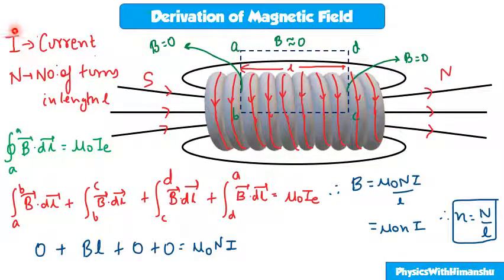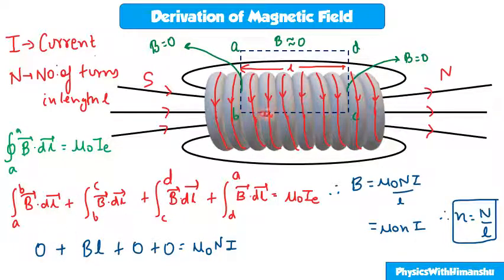Suppose I is current in the solenoid, N is total number of turns in length L. Suppose the length of this loop is L and total number of turns inside is N. If I put Ampere's circuital law, closed integral of B dot dl equal to mu naught I enclosed, I'll divide the integration: from A to B, from B to C, from C to D, and from D to A, equal to mu naught I enclosed. We have already discussed that from A to B, from C to D, and from D to A, B will be equal to 0. So these three terms will go to 0.